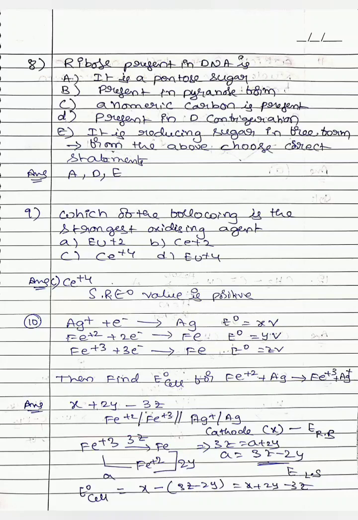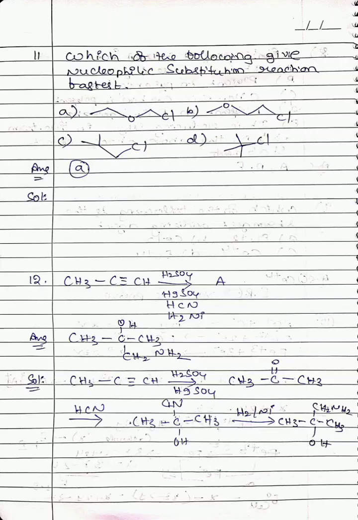Next one, which of the following is the strongest oxidizing agent? Ce+4, if we consider Ce+4 by Ce+3, the electrode potential value is positive for that. We know Ce is more stable in its +3 state, so Ce+4 is the strongest oxidizing agent. Let's move to the next one.